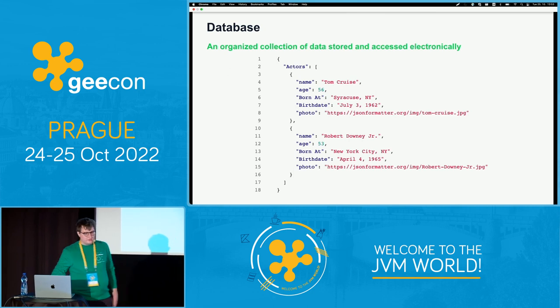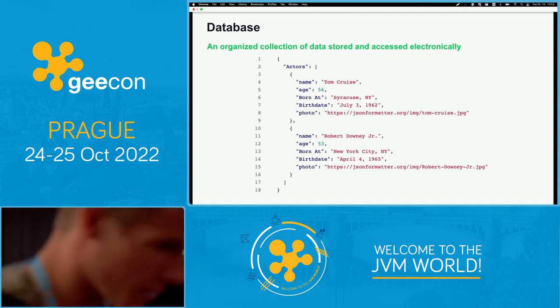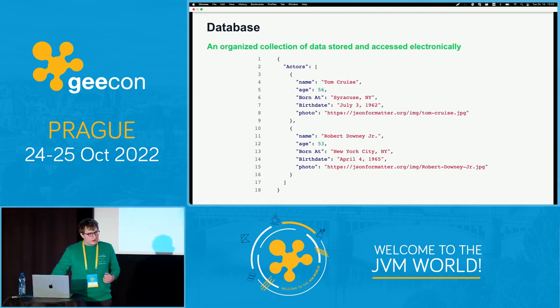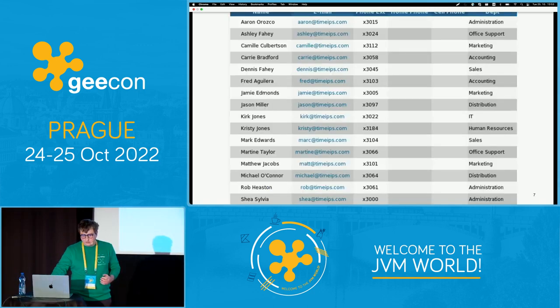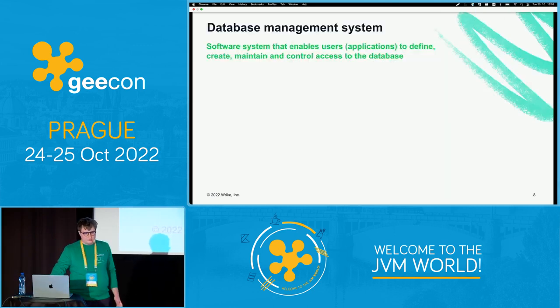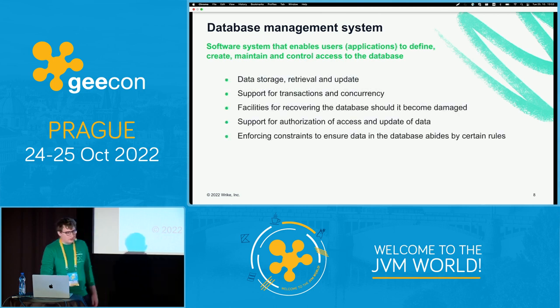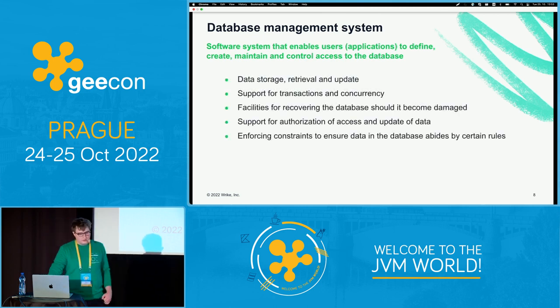So a database is a collection of data stored and accessed electronically. There are a lot of different databases, such as key value pairs, relational. Then we have graph databases, and so on. A database management system allows users to access the data, define it, create and maintain control. Who can update the data? Who can access it? And there are other things such as backups, recovery, and so on.